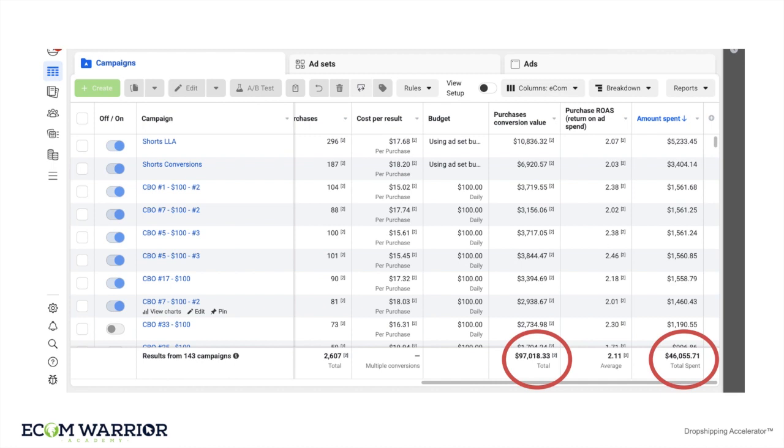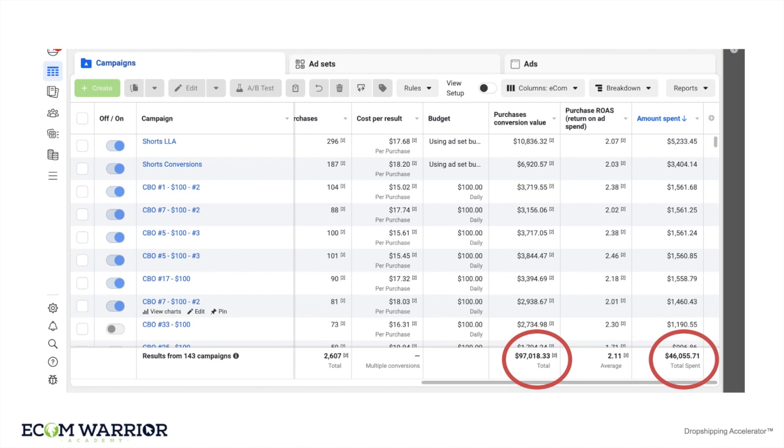However, as we know, Facebook is not always accurate. They do tend to under-track your sales and how much you've made. For the amount spent, that is usually always correct. But for the purchase conversion value, that one is always under-tracked, and so it's going to give you a figure a lot less than what you actually made.